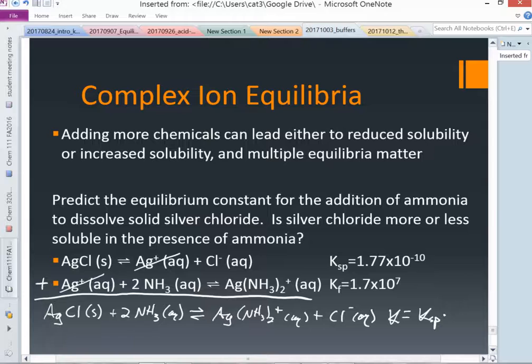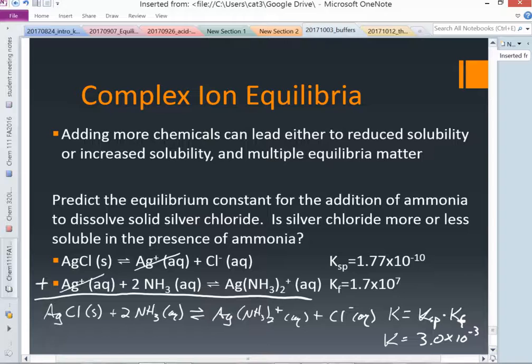It's a pretty terrible letter K. By the end of class, my handwriting has lost it. 1.77 E minus 10 times 1.7 E7. Times 10 to the minus 3. That's what I get when I combine these two reactions.